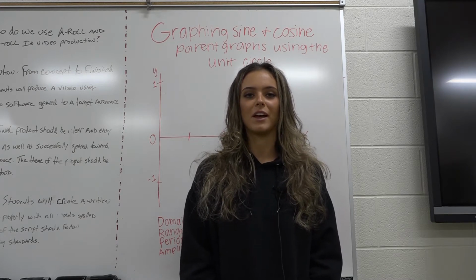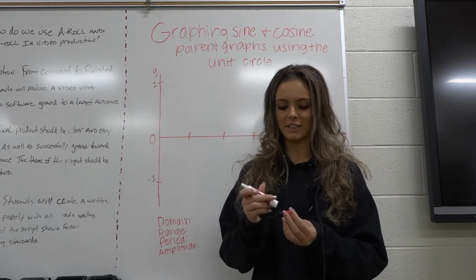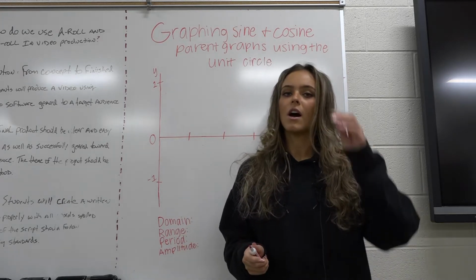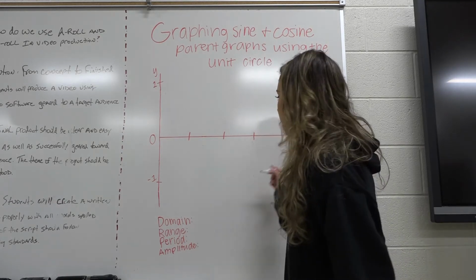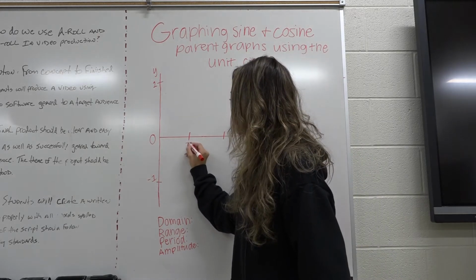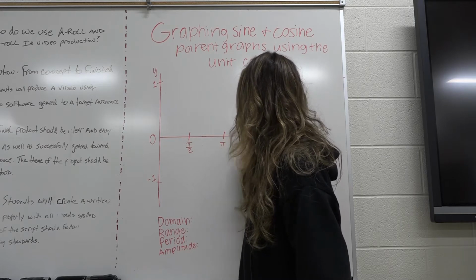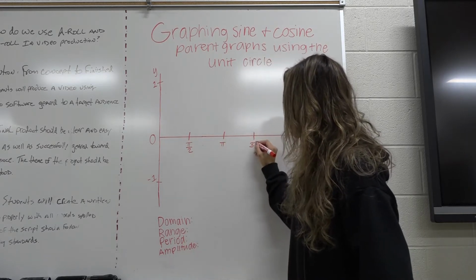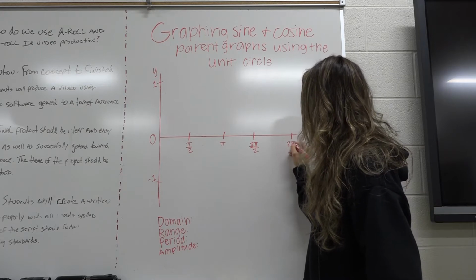Today we'll begin with sine. To start off graphing sine, you'll need to be using all of the pi over 2 family values. The pi over 2 values are 0, pi over 2, pi, 3 pi over 2, and 2 pi.